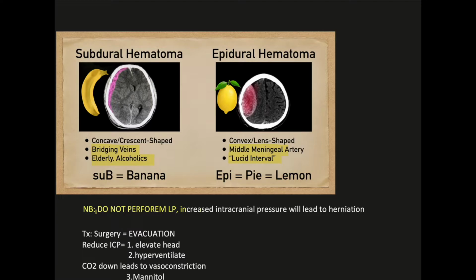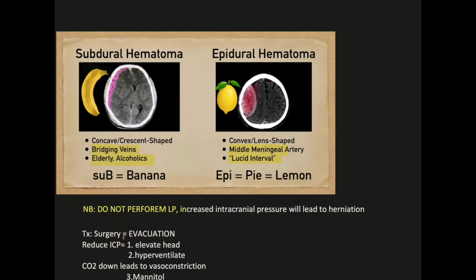The third important piece of information is that we should never do a lumbar puncture. We shouldn't do any lumbar puncture in a patient having a hematoma, epidural or subdural. We should never do a lumbar puncture, because if we did, this will lead to increased intracranial pressure, and this will lead to brain herniation.